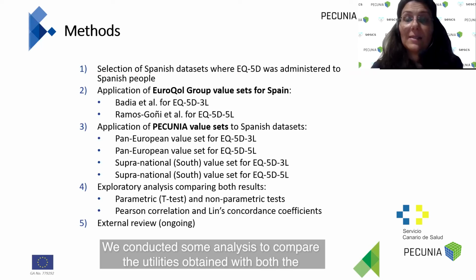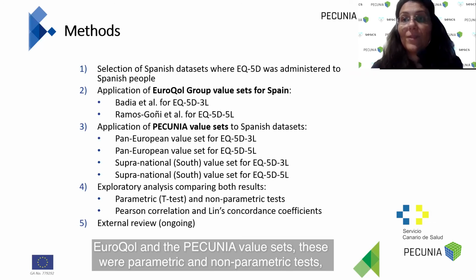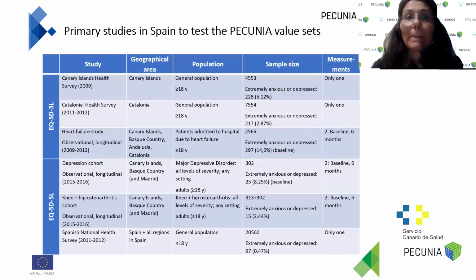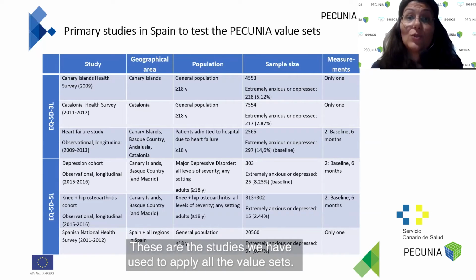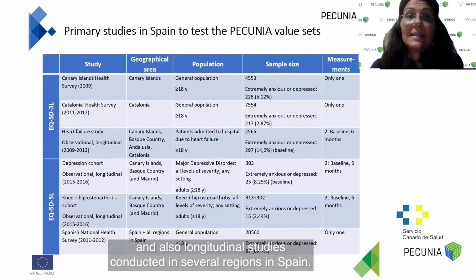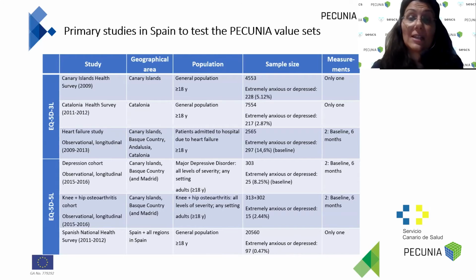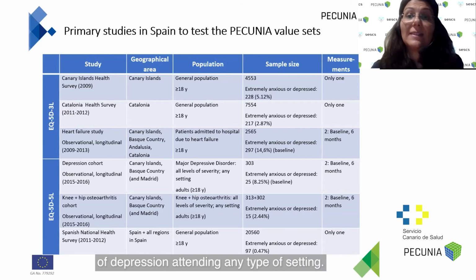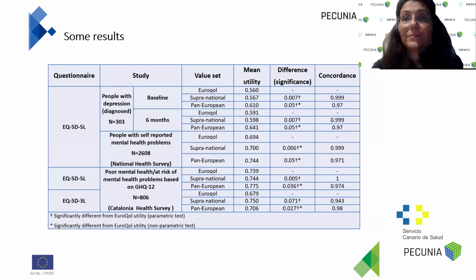We conducted some analysis to compare the utilities obtained with both the Euroqol and the PECUNIA value sets. These were parametric and non-parametric tests and correlation and concordance coefficients. There is an ongoing external review by experts. These are the studies we have used to apply all the value sets. We have regional and national surveys with a cross-sectional design, and also longitudinal studies conducted in several regions in Spain. One of the cohorts included people with a diagnosis of depression attending any type of setting.